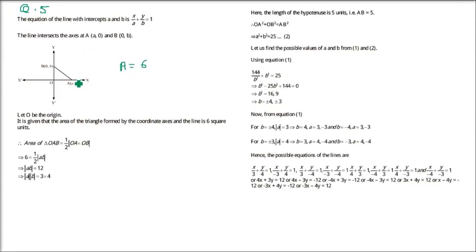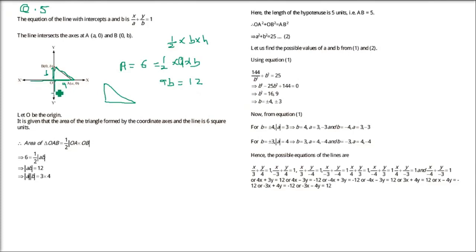Now the area is given as 6. This is one of the figures. Between the coordinate axes and this line, there is a triangle being formed, and the area is 6. Now area is half into base into altitude. The base here is A, from O to A. So it's the A intercept and the B intercept. So half into A into B is the area of the triangle, which is given as 6. So you get AB as 12. This A and B can be in any direction.